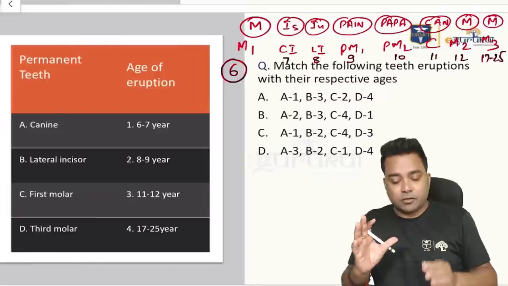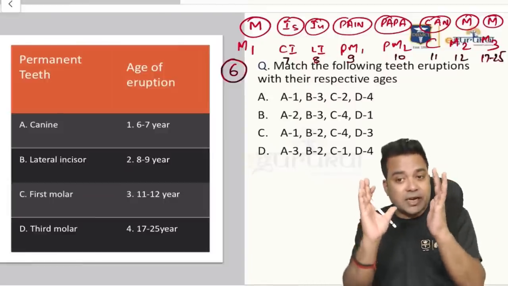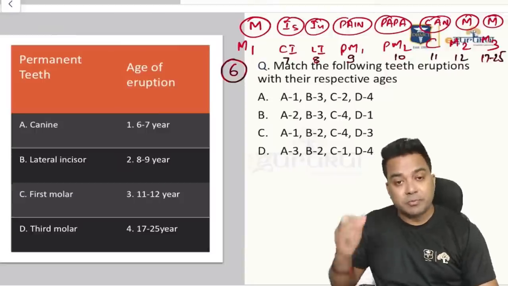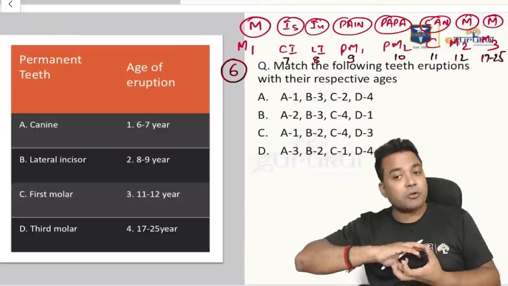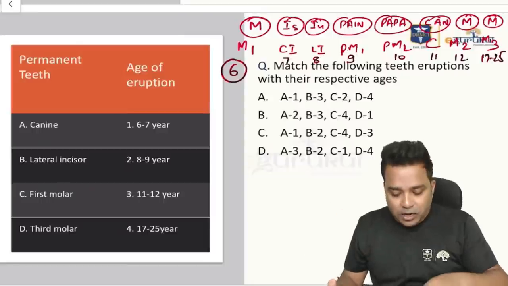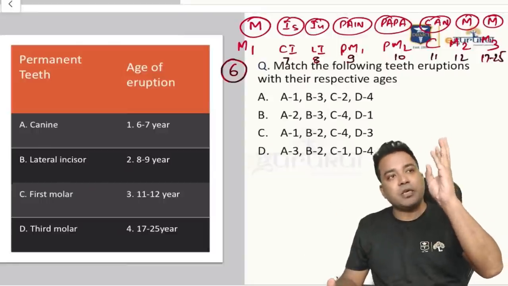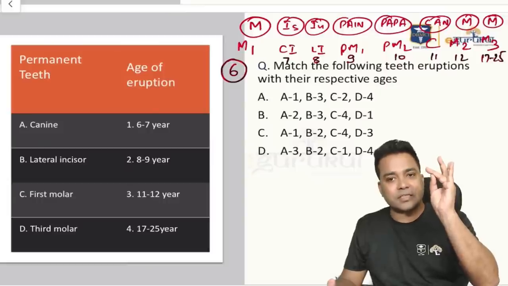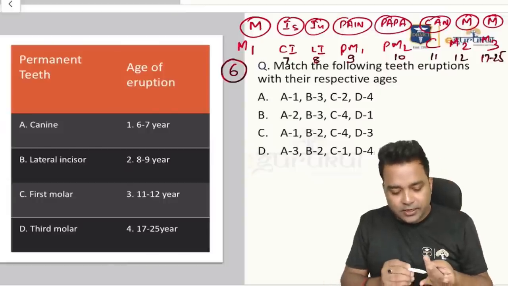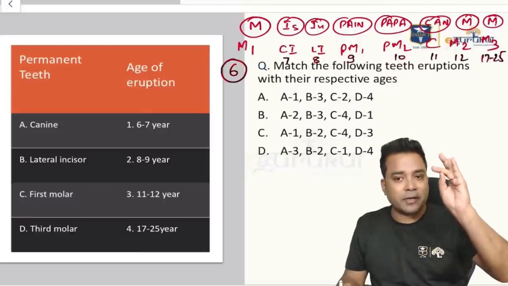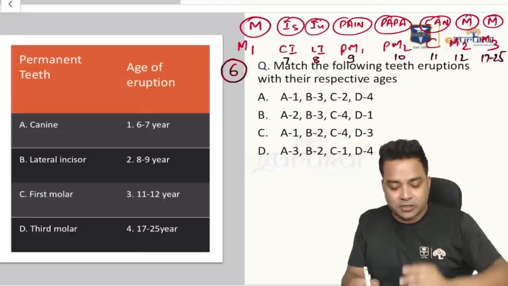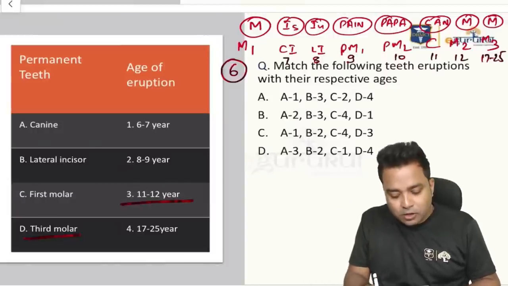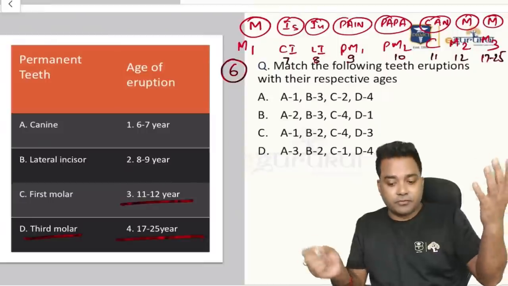Mnemonics should be very appropriate and exact, usable in the exam to minimize your efforts and to make your accuracy 100%. So here, when you recall canine, you recall mummy is in pain, papa can. It comes at 6 number, then you recall 6, 7, 8, 9, 10, 11. I am counting on my hand. So, canine should match with what? 11 to 12. Easy. Then the third molar you will directly match with 17 to 25.